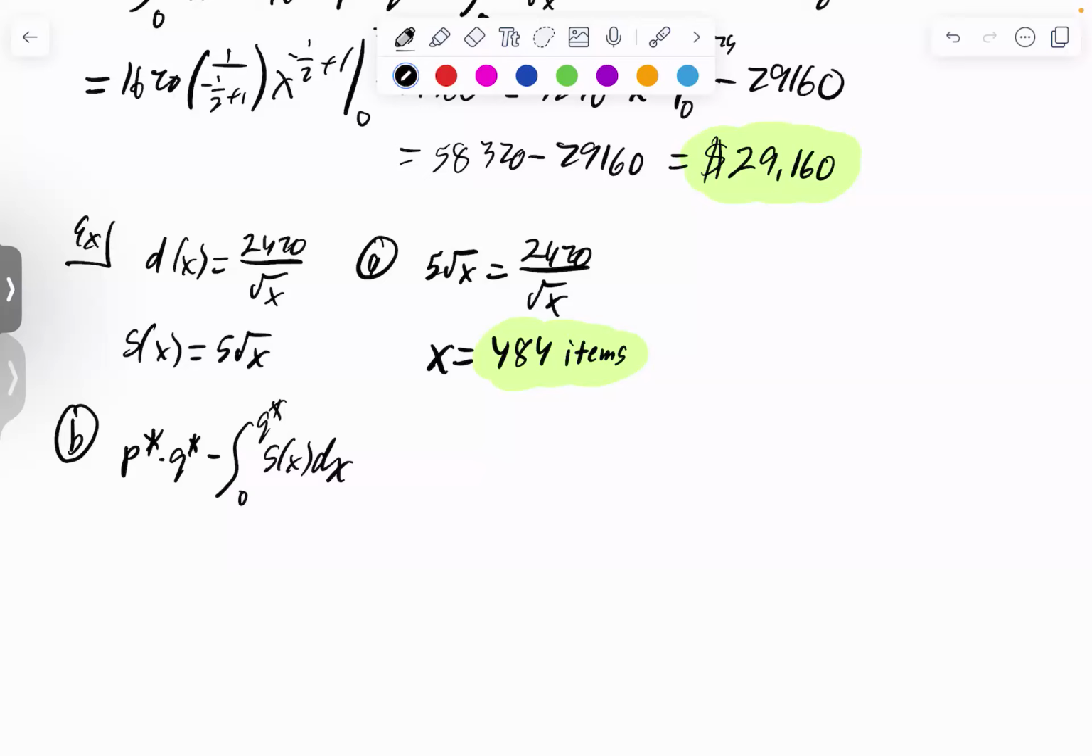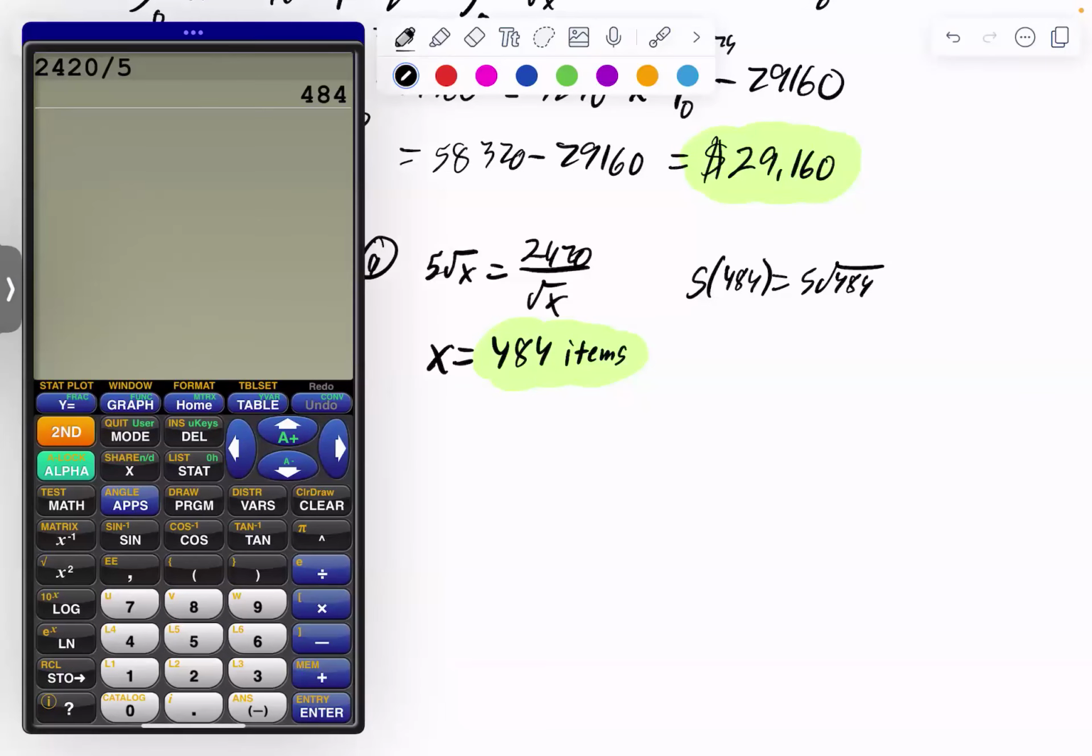All right, so we did not find P star, so we have Q star, and I'm going to plug this into the demand function. Again, you know what? This one, let's plug it into the supply function. Just to show you we're going to get the same value. It doesn't matter. So we get 5 times the square root of 484. So we're getting 110. This is my P star. And again, this is my Q star.